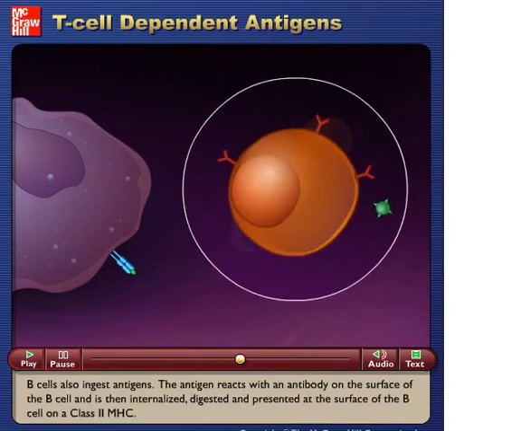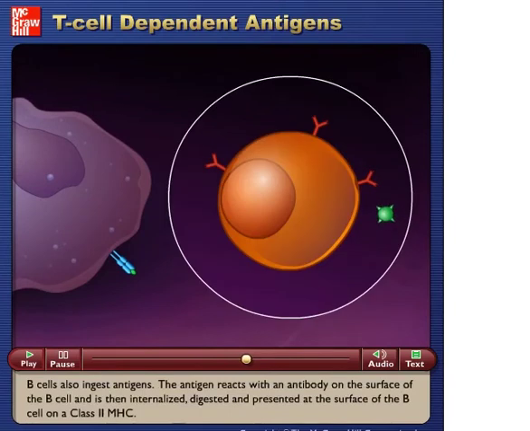B cells also ingest antigens. The antigen reacts with an antibody on the surface of the B cell and is then internalized, digested, and presented at the surface of the B cell on a class II MHC.